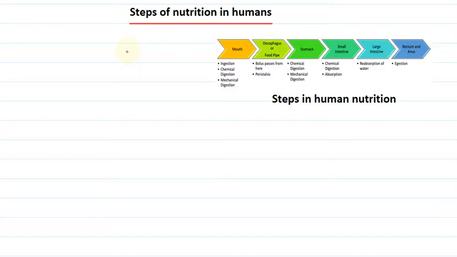The topic for today's video is steps of nutrition in humans. So we had already seen that humans are omnivorous animals, okay? That means humans feed on both plants as well as animals, because we feed on plant materials like fruits and vegetables, and also on animal materials like eggs, milk, and meat, which come from animal sources. So, we human beings are omnivorous animals.